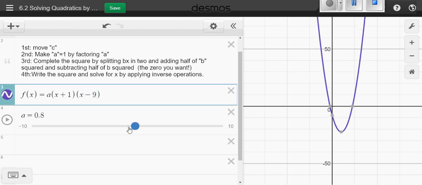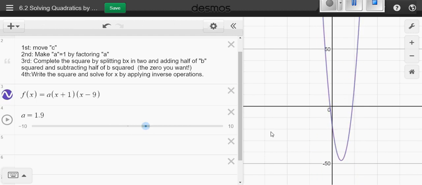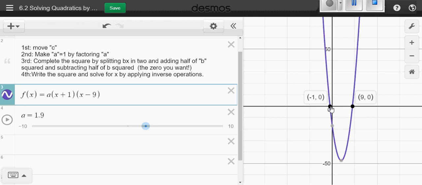Regardless of what a is, a just stretches the function. But anything times 0 is 0, so these zeros remain what they are. By multiplying by a, you just switch that out. So for now, let's put this at 2.